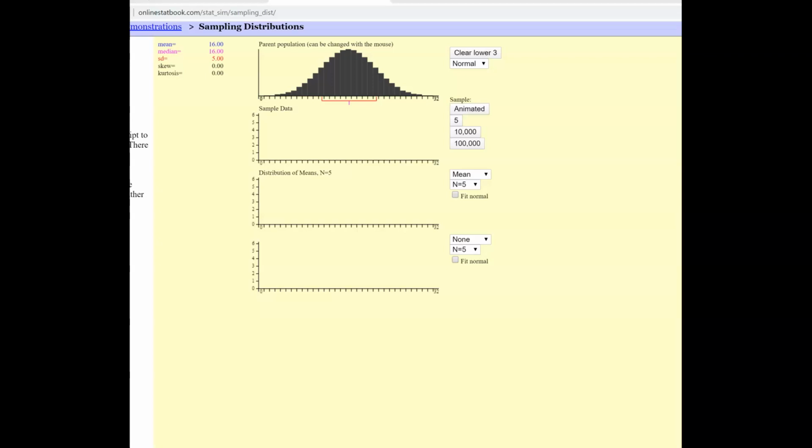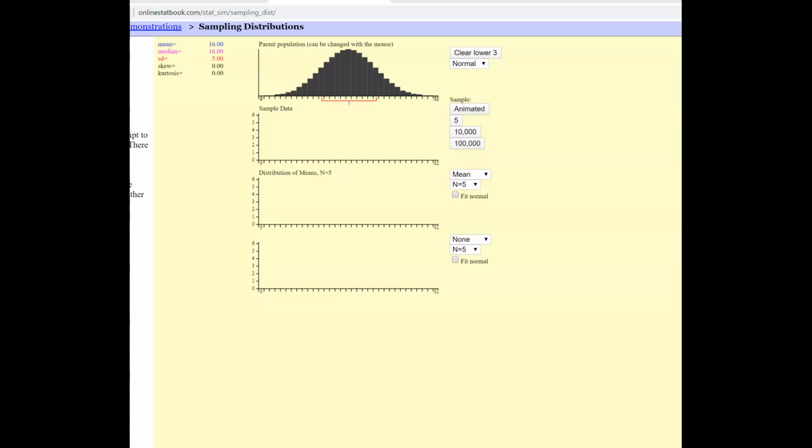So in the previous video, we talked about proportions and we kind of uncovered three different things. We talked about the central limit theorem of proportions. We talked about confidence intervals of proportions. And we've also talked about hypothesis testing for proportions. So we're going to do exactly the same thing, but for means.